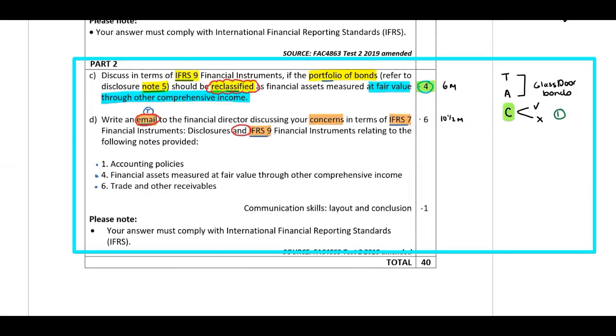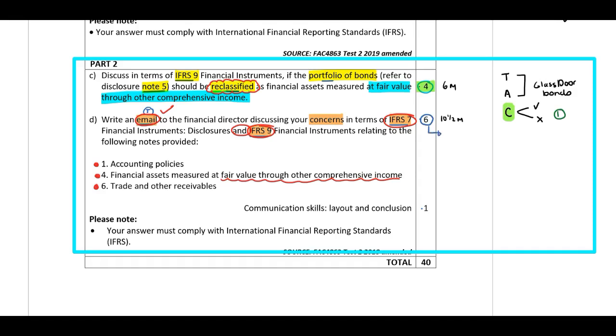Right, now let's refer back. Now we have included our email template. We need to touch on IFRS 7 and IFRS 9. In terms of the accounting policies, the financial asset measured at fair value through OCI and our trade and other receivables. 6 marks. Therefore, again guys, how much do you need to write? Most probably 6 full sentences.